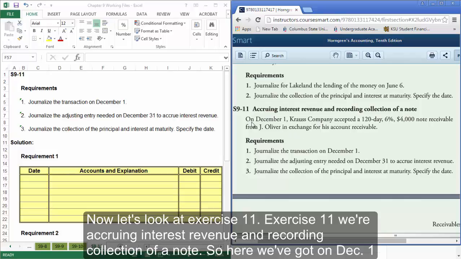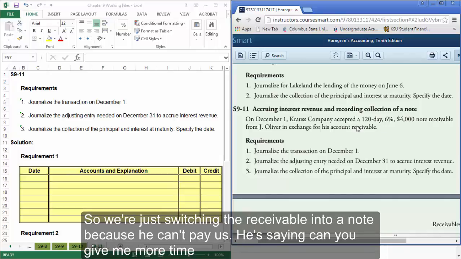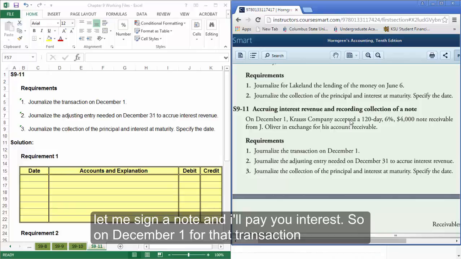So here we've got on December 1, Cross Company accepted a 120-day 6% note for $4,000 in exchange for his accounts receivable. So we're just switching the receivable into a note because he can't pay us. So he's saying, can you give me more time? Let me sign a note and I'll pay you interest.